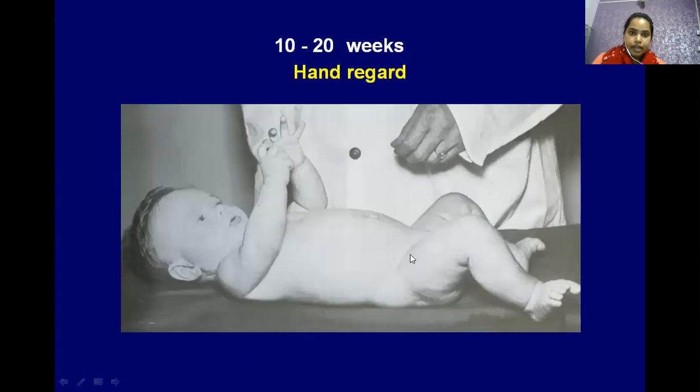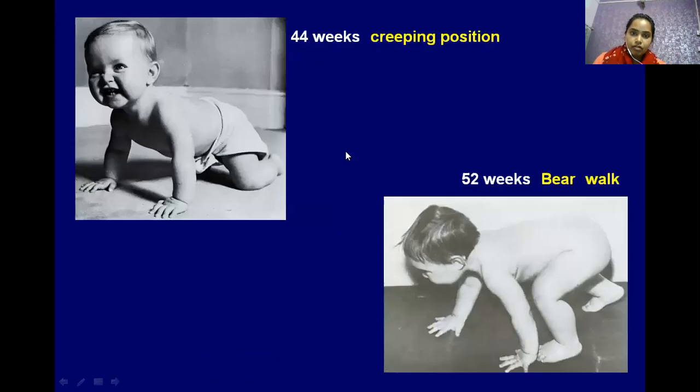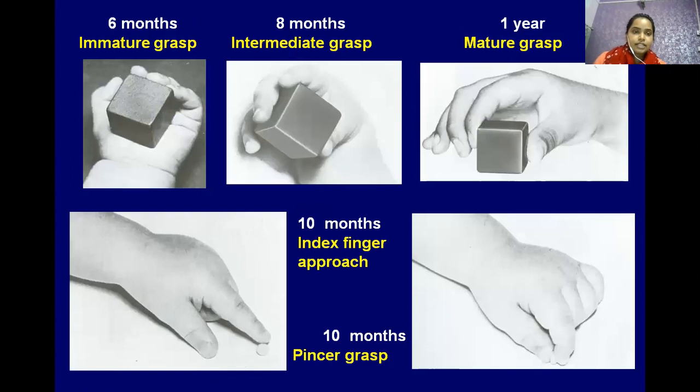At 10 to 20 weeks head regard. At 44 weeks creeping position, and at 52 weeks bear walk. At 6 months immature grasp, 8 months intermittent grasp, and 1 year mature grasp. At 10 months index finger approach, and at 10 months also pincer grasp.